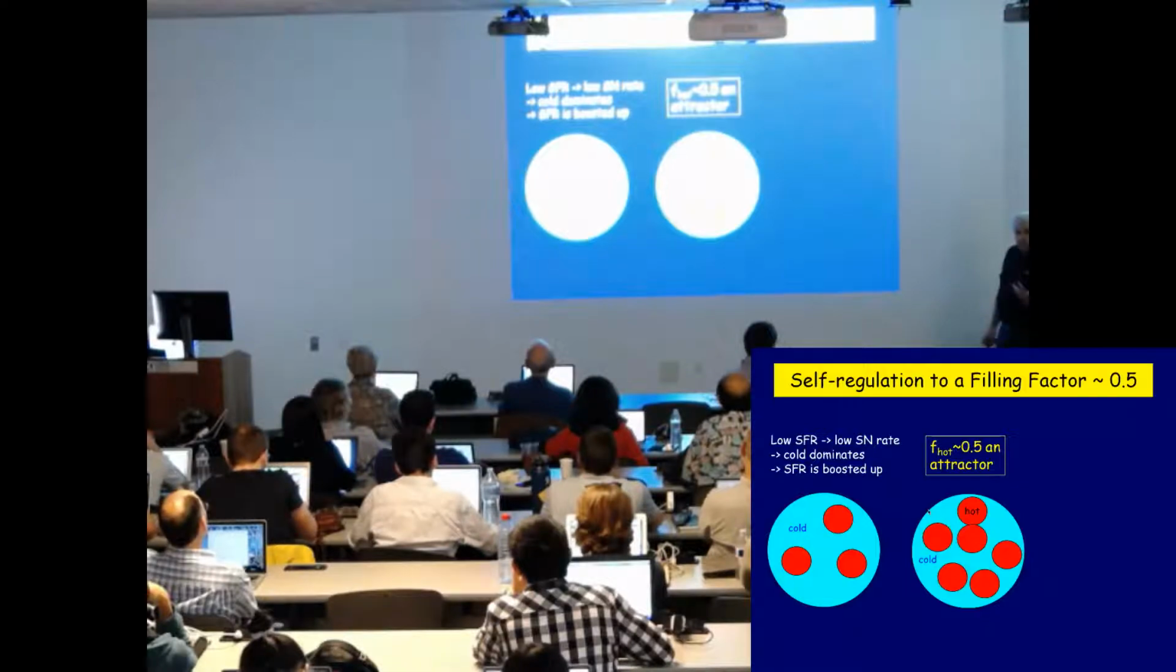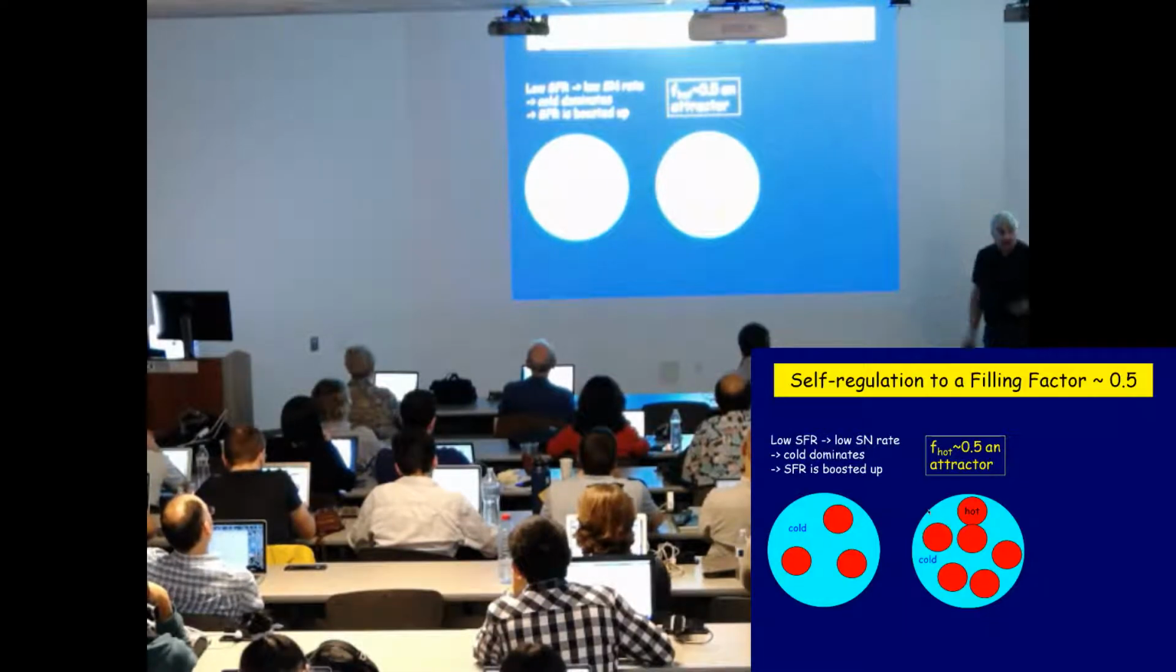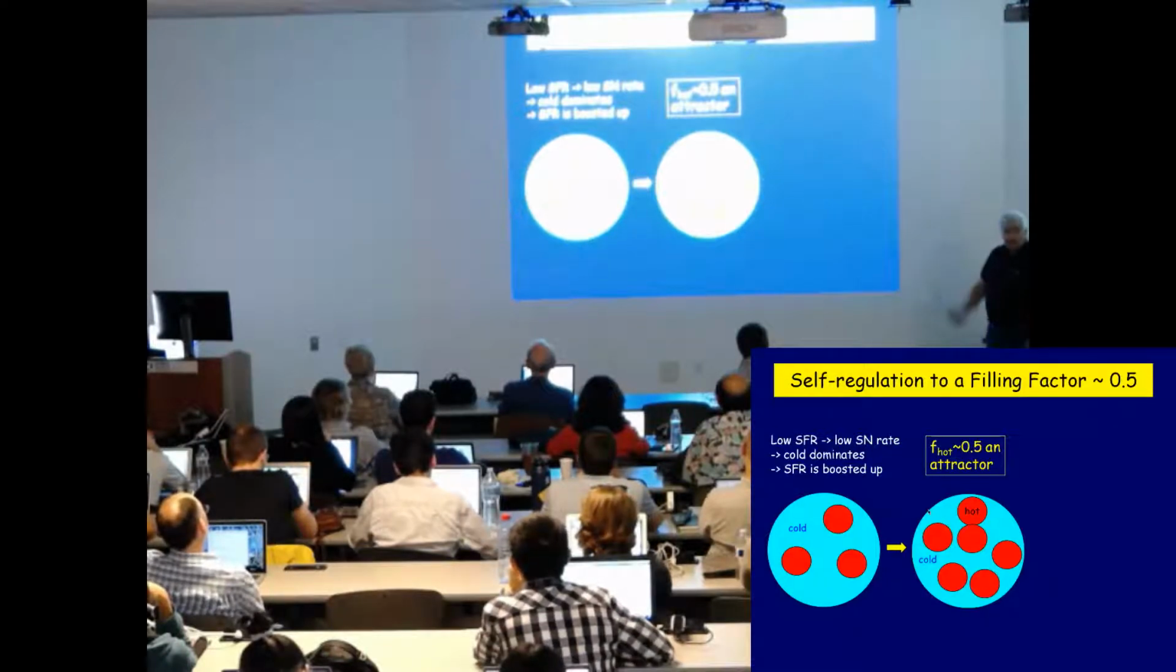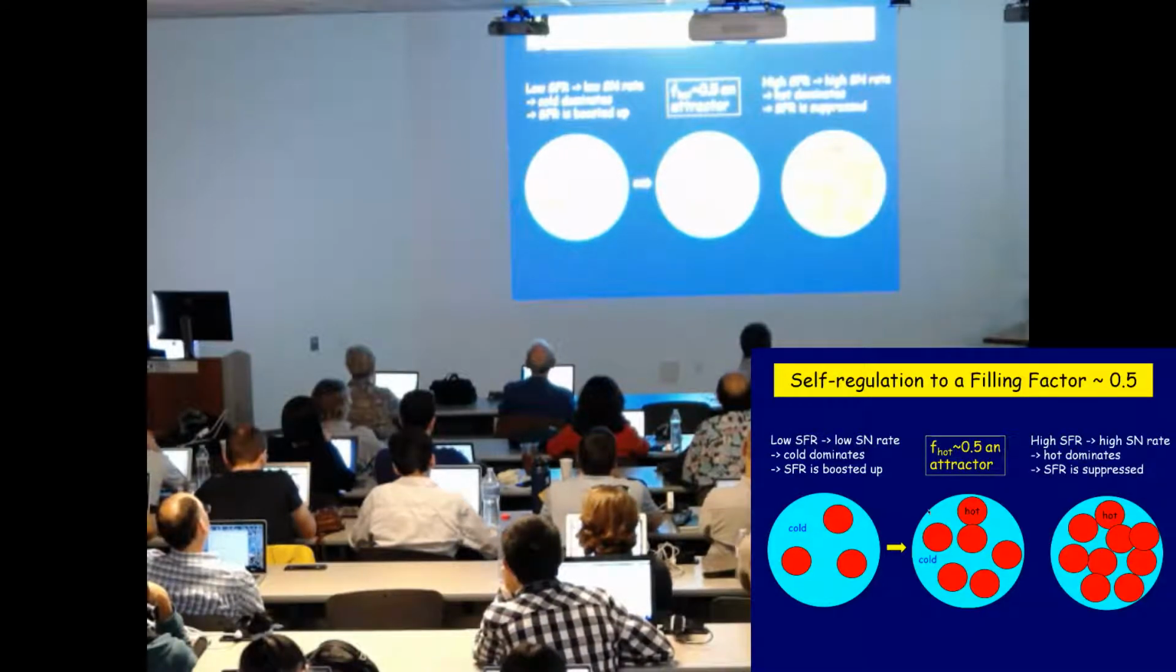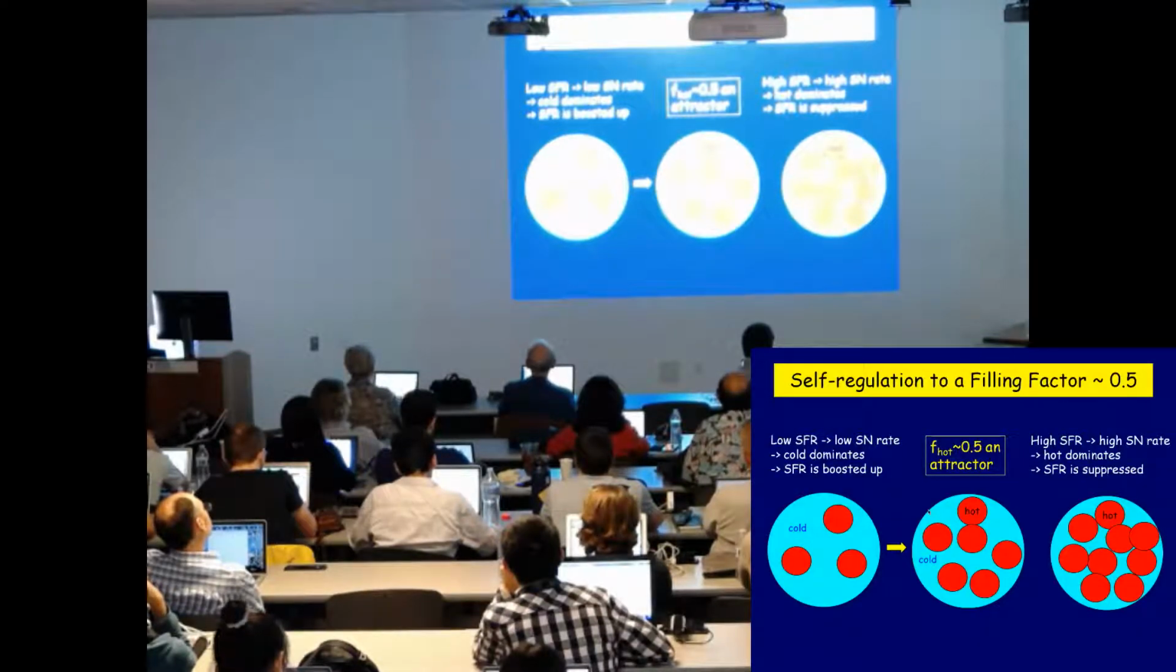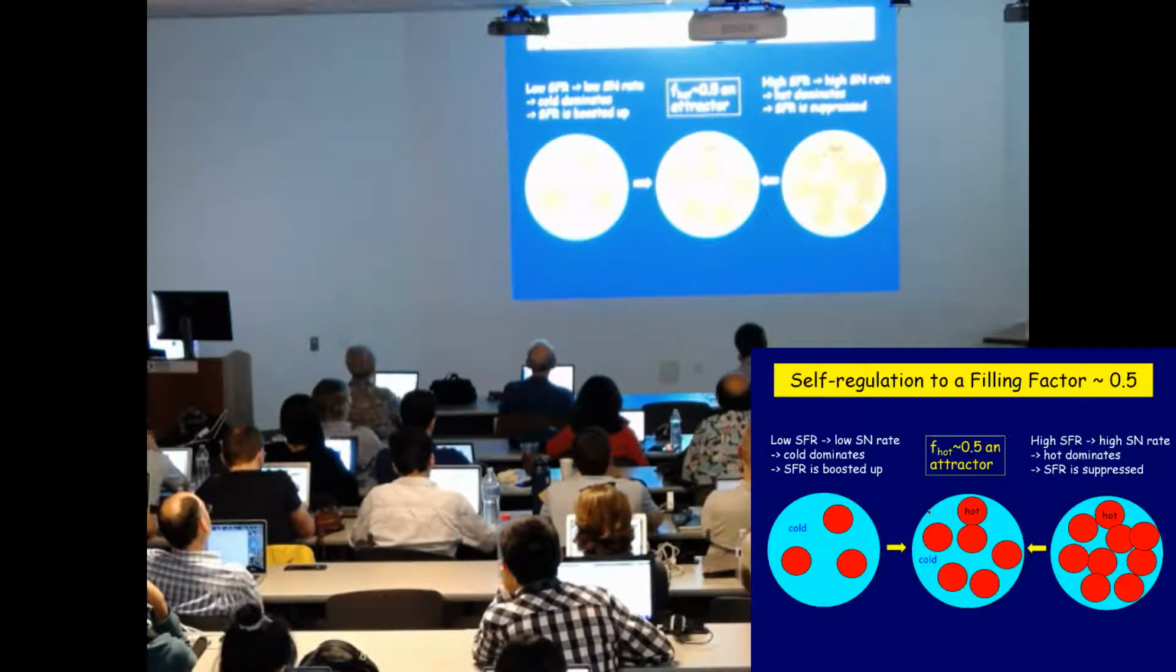Because if you start with a low star formation rate, namely a low supernova rate, few bubbles, then the cold dominates and the star formation rate is boosted up and you are pushed into this attractor. If you start with a high star formation rate, you get a very big filling factor above this attractor value, and then you must suppress the star formation as a reaction because you don't have enough cold gas where you can make stars. This is the trivial idea, the self-regulation into this attractor.